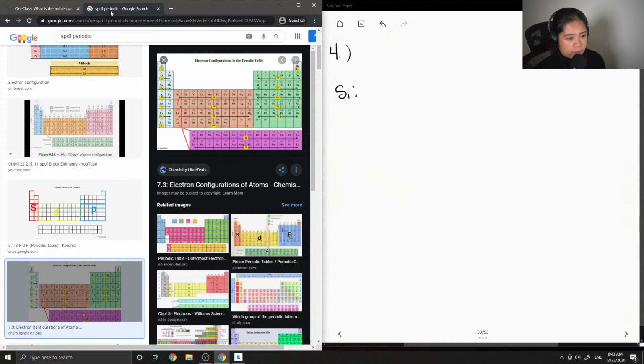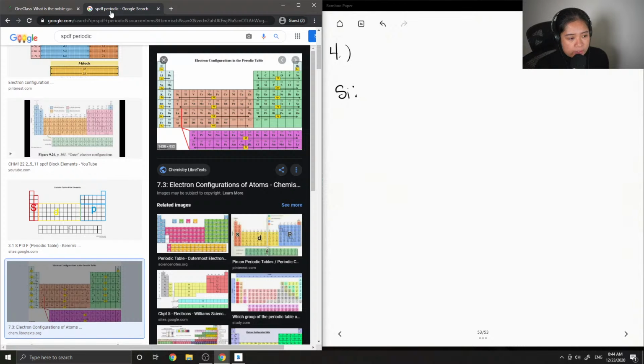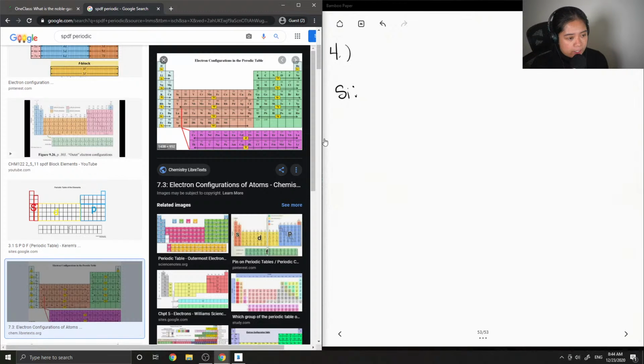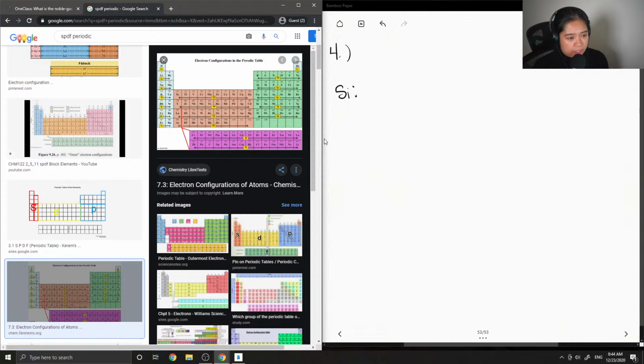So you'll notice with this periodic table, all the different blocks are highlighted in different colors. So for example, the S block is in light blue, the P block is in green, the D block, which is our transition metals, is orange, and the F block is that dark pink, which is the lanthanides and actinides. Okay, so to find electron configuration, we're going to be starting from hydrogen and moving left to right and down across the periodic table.